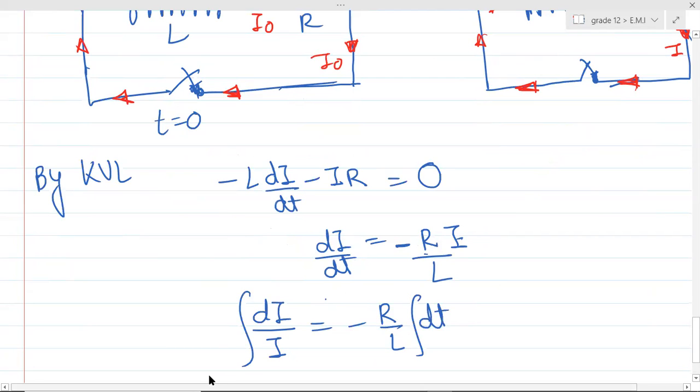So when time was 0, what was the current in the circuit? I naught. And when time was t, what was the current in the circuit? Small I. Are you getting my point? How do we use maths and physics together? How do we decide the limits? We think of the limits, we put them in the integration. Simple. Integration is just a tool. The thinking is what comes from physics. Okay?